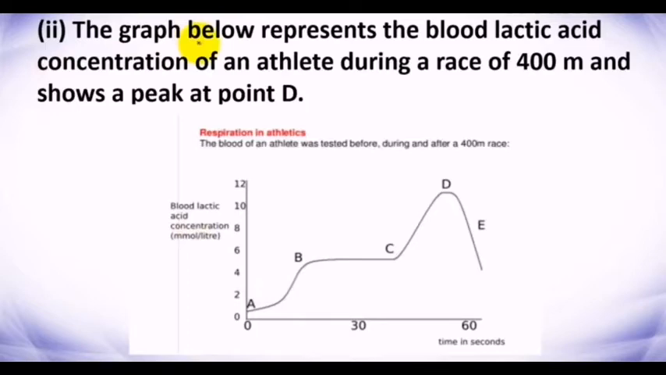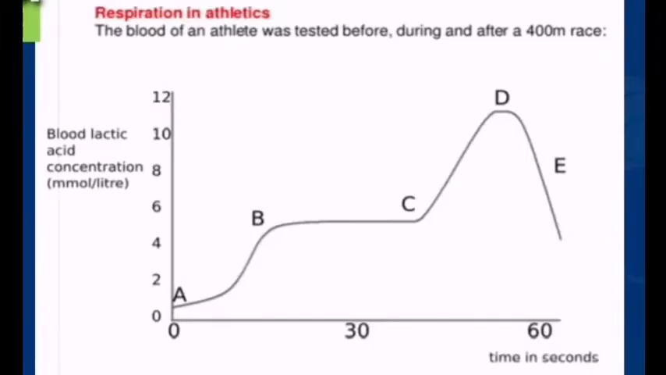The next, second part of the question. Here a graph is given representing the concentration of lactic acid in the blood on the y-axis and time on the x-axis. A curved graph is drawn, where point A shows the level of lactic acid before running, and points B, C, D and E show during and after the 400 meter race. And point D shows the peak concentration of lactic acid.